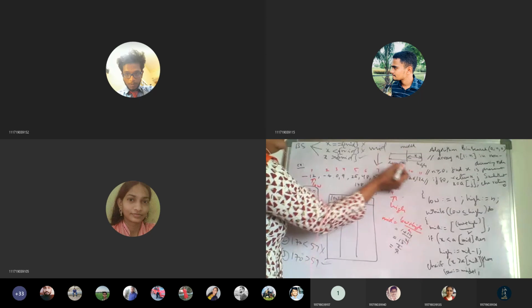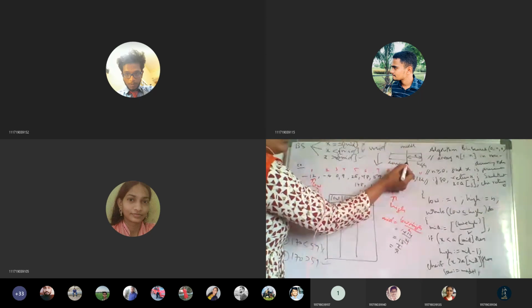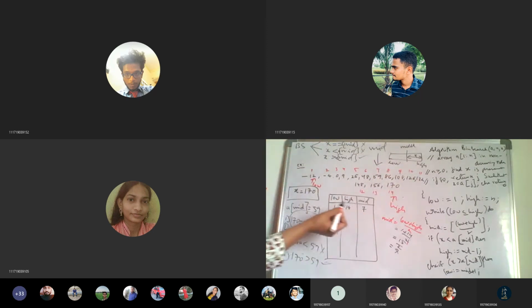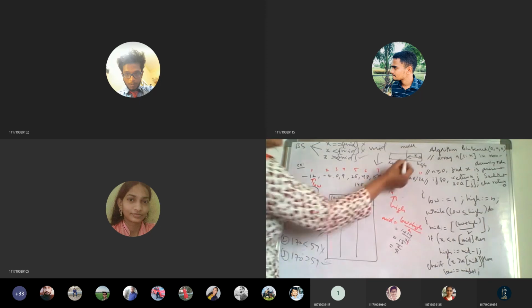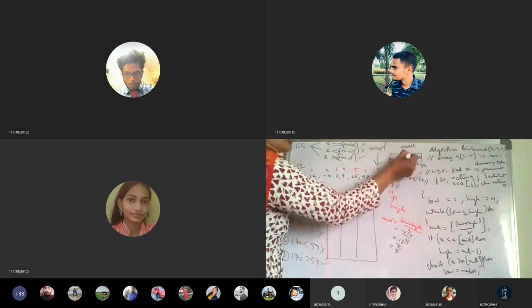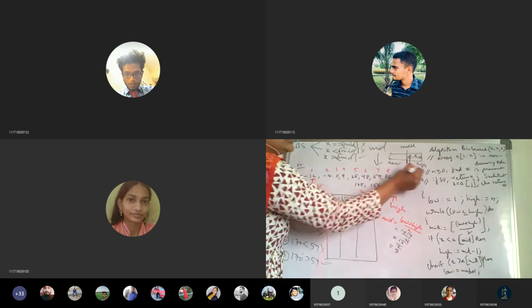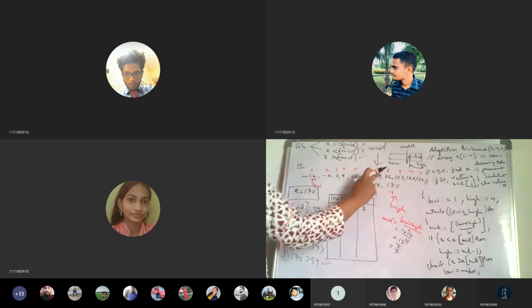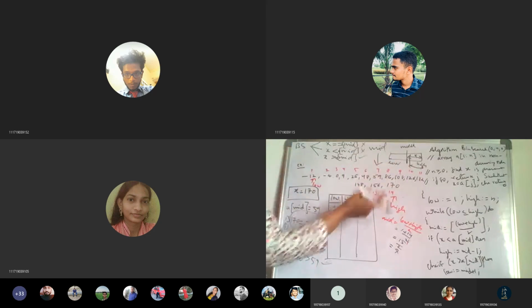So now low will be changed to mid plus 1. From here, this is mid, so from mid plus 1 to this range it is going to search. So low will become mid plus 1. What was mid? 7. So mid plus 1 means 8. So now low will be 8.